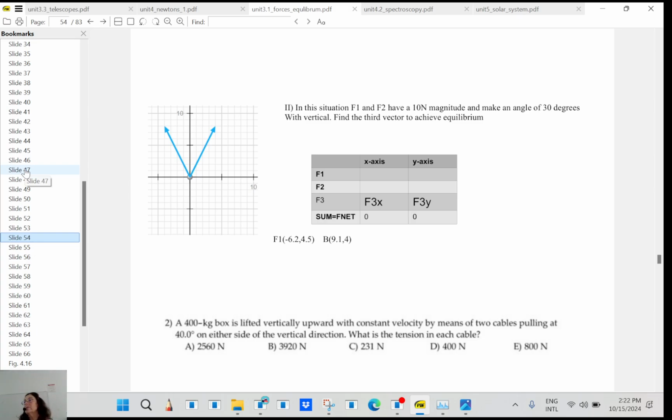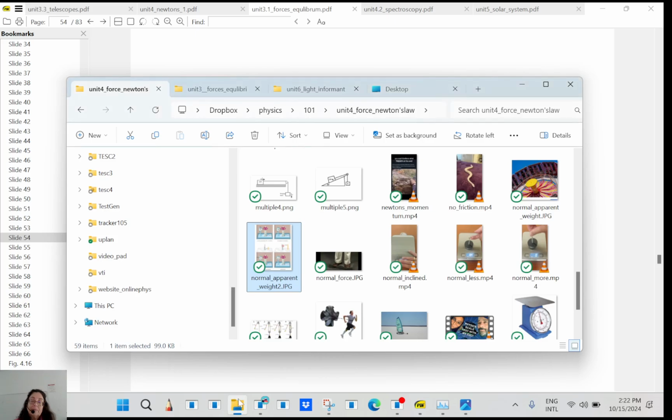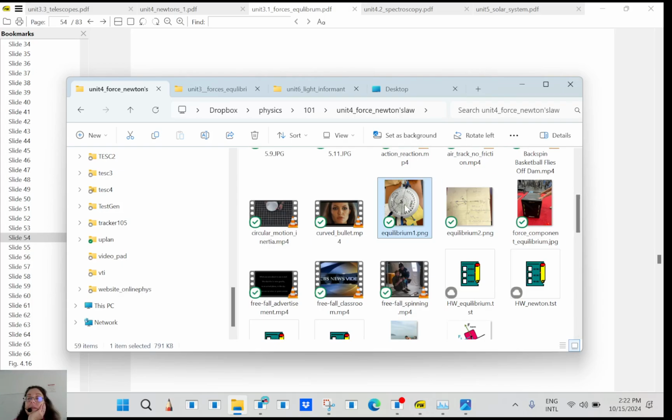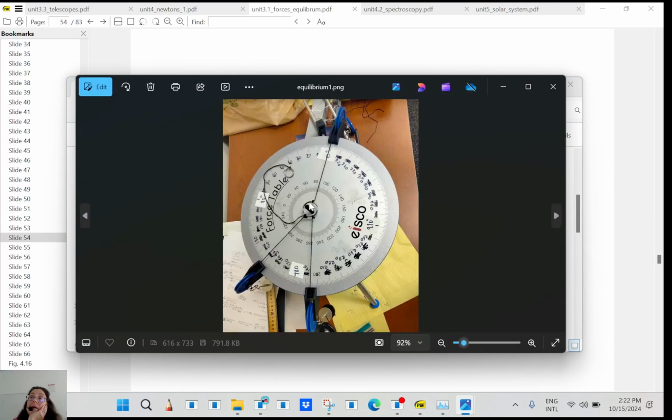So you have two ways to do it. You can find the components, you can show the components, right? And you say everything up equals everything down, everything to the right equals everything to the left, or you use the long way. Okay, so the goal here is like it's a force table, something like this, right? Exactly that. Okay, the ring does not move, so it means it's equilibrium.